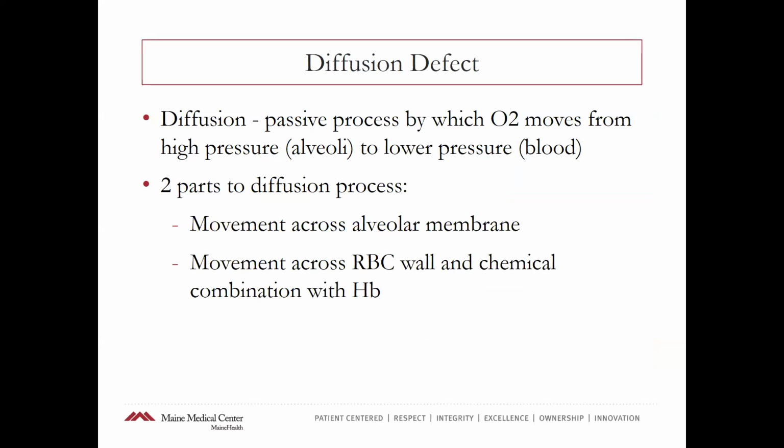How about a diffusion defect? So diffusion is just a passive process getting oxygen from the high pressure areas in the alveoli to lower pressure in the blood, right? And there are 2 parts to it. The first part is the part we always think about. It's movement across the alveolar membrane. But the other part of it is actually getting into the red blood cell and combining with hemoglobin.